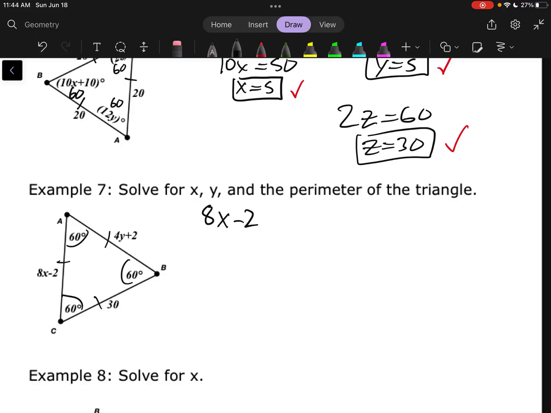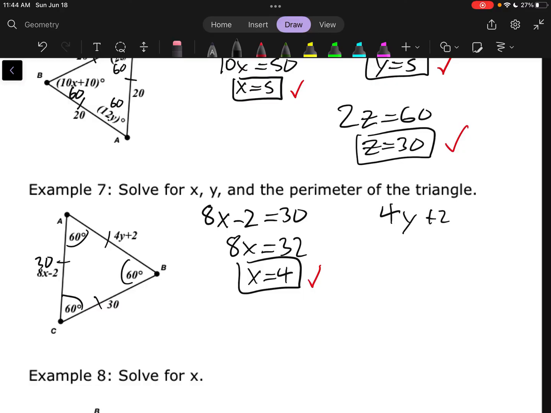So 8x minus 2 must be equal to 30. Add the 2, I get 32, so x must be 4. 8 times 4 is 32, minus 2 is 30, so that works. And same for the y, right?